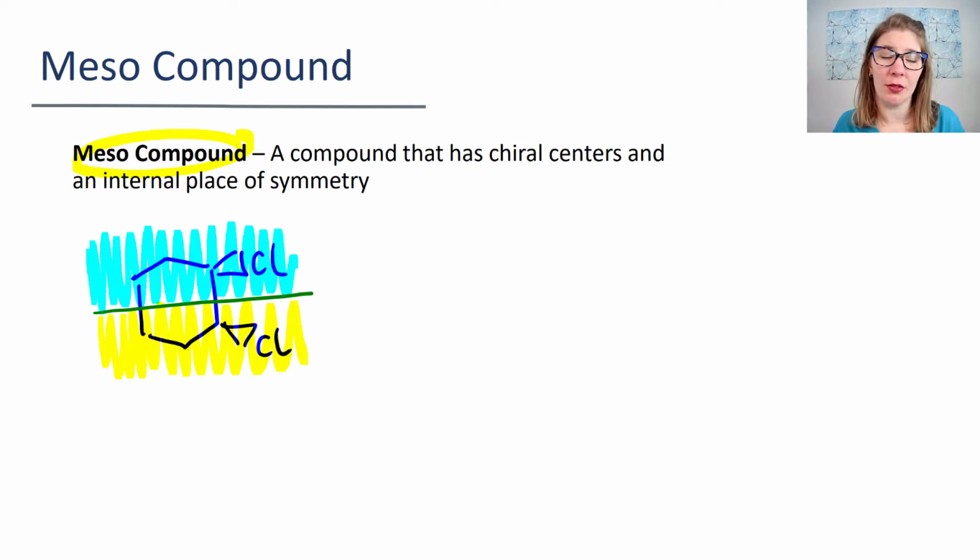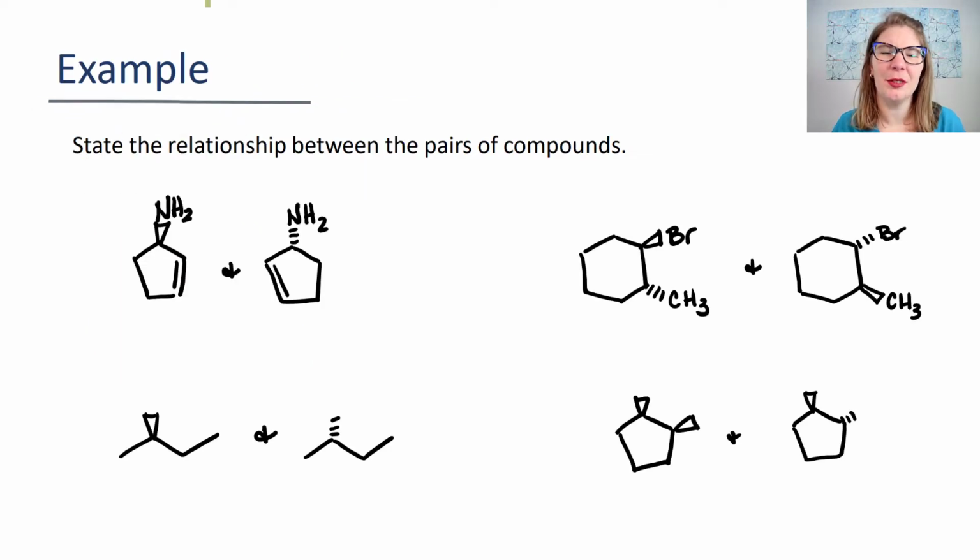You've got to start watching out for those internal planes of symmetry, and you should probably be starting to think, you know what, molecular models might not be a bad idea. Let's do an example. I want you to look at these and state the relationship between the pairs of compounds. So the relationships now that we've graduated to including diastereomers can be things like constitutional isomers, the same compound, enantiomers, or diastereomers. Technically, we could also throw in not isomeric, but in this case, I made them all isomeric. All right, so go ahead, take a moment, and then let's compare answers.